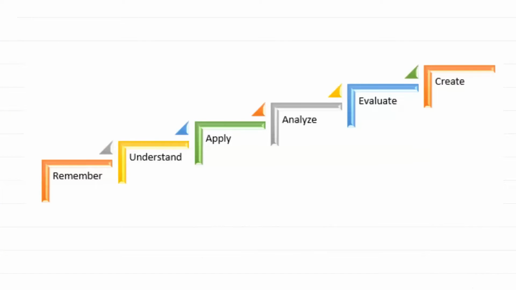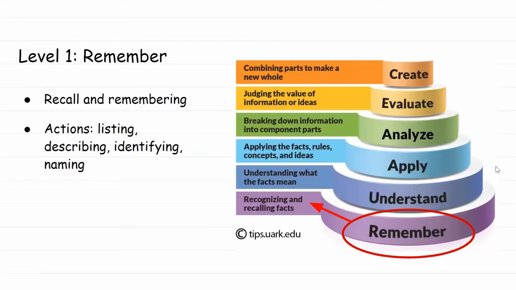So here's Bloom's right here, and it looks like stairs. So we start here at the very bottom with remember, and we move all the way up to create. So the way that we think about something or the actions that we take when we do something in a lesson really falls under these categories through Bloom's, and they get more difficult as you move up these stairs. This is a great visual to really show the different types of Bloom's taxonomy.